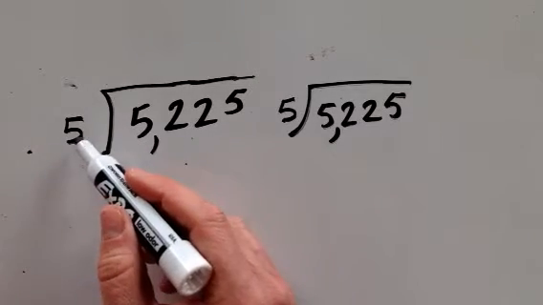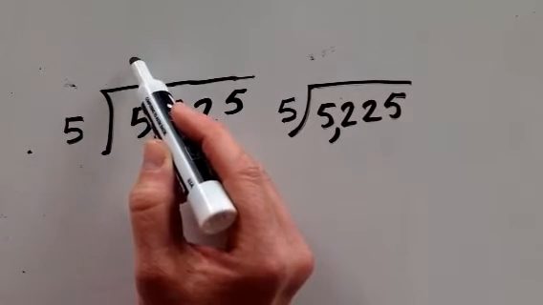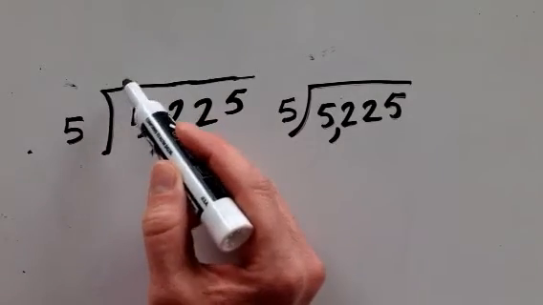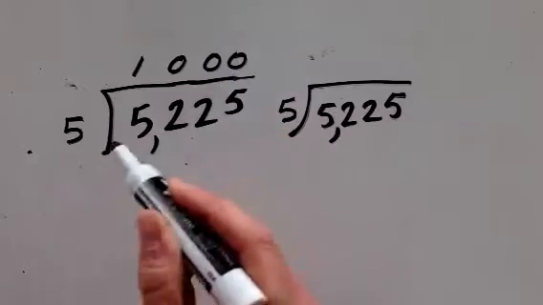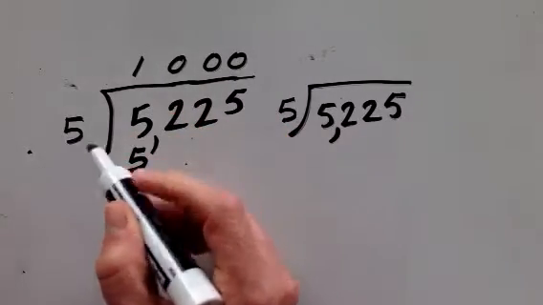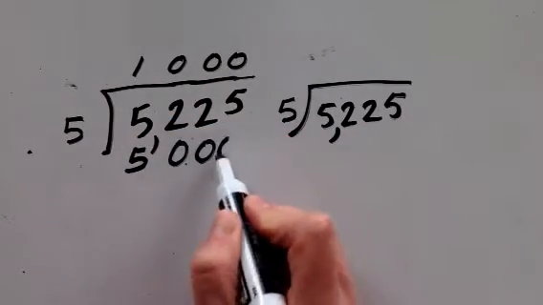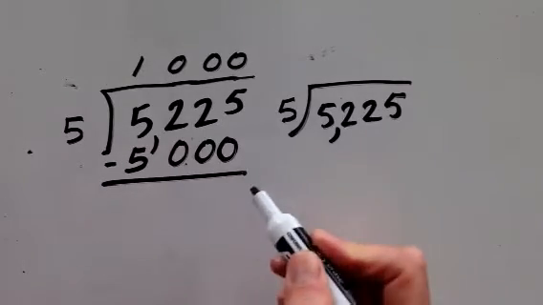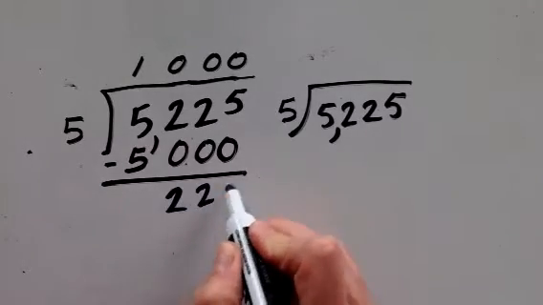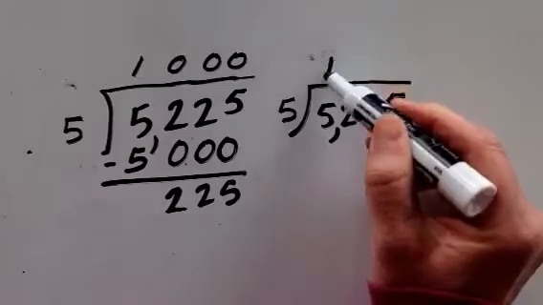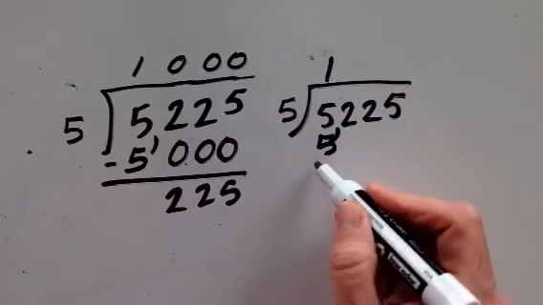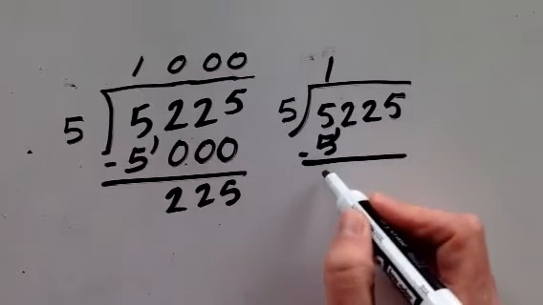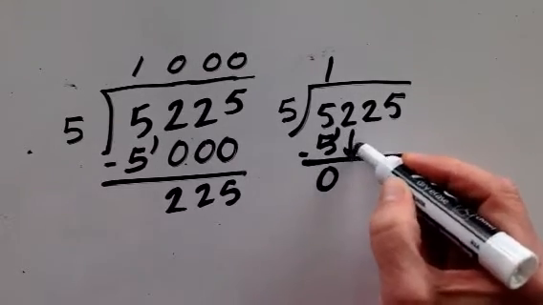So first of all, if I'm making groups, can I make a group of 1,000 out of 5,000? Yes, I can. I can make 5 groups of 1,000. So if I take 1,000 times 5, I end up with 5,000. And when I take those away, I'm left with 225. Shortcut method, I simply put the 1 up there, knowing it represents 1,000, and I'm left with nothing. And I'll bring that 2 down.